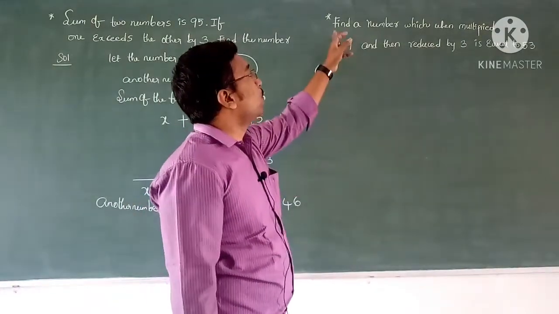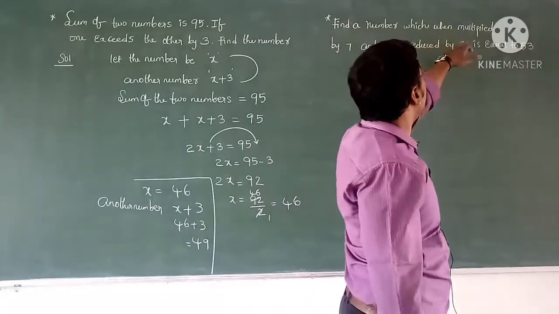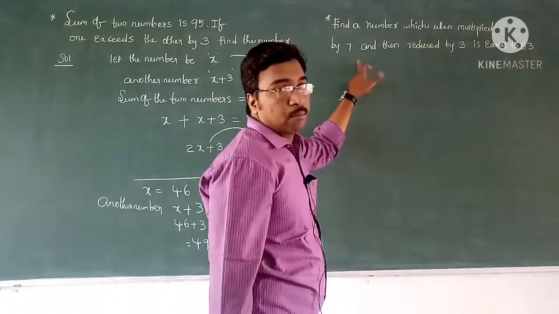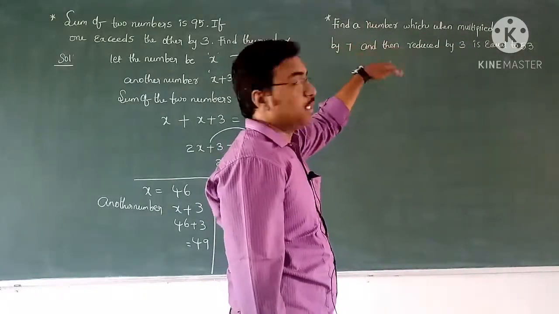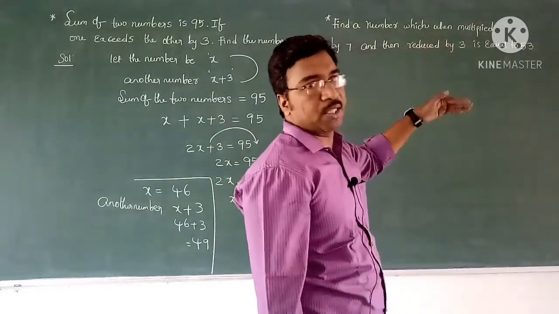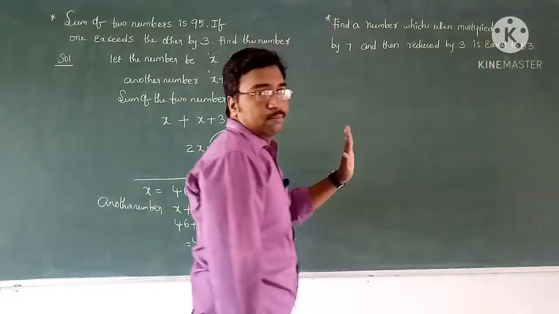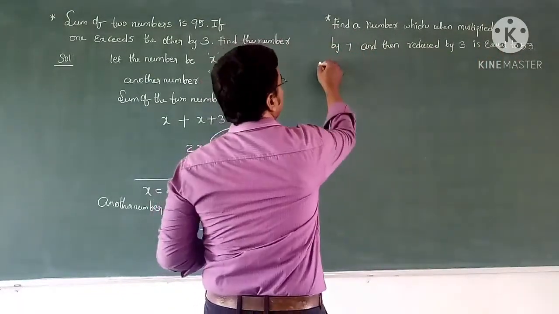See, one more problem here. Find a number which when multiplied by 7 and then reduced by 3, nothing but decreased, is equal to 53.